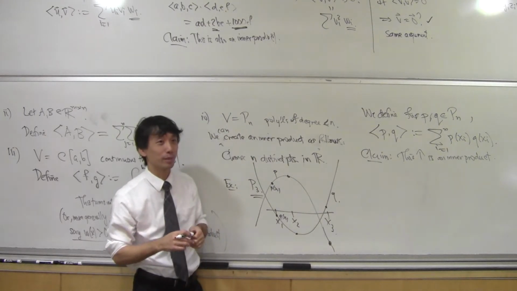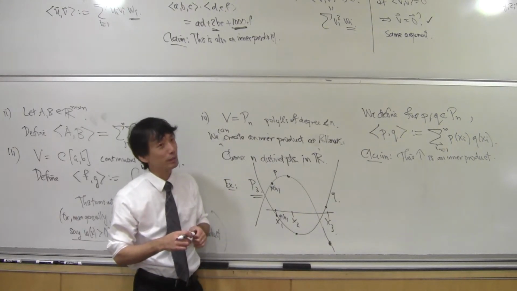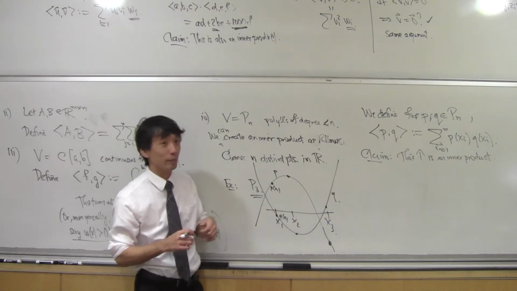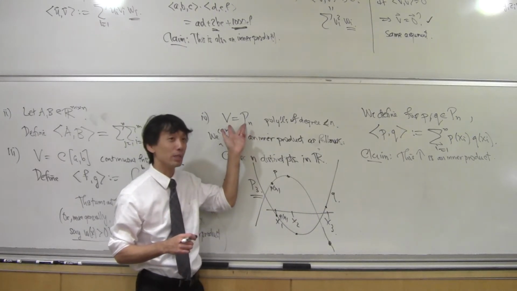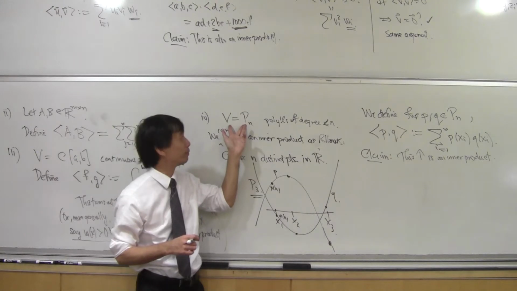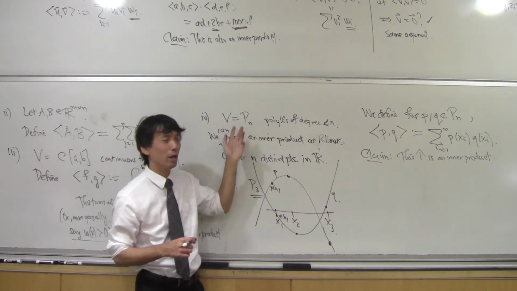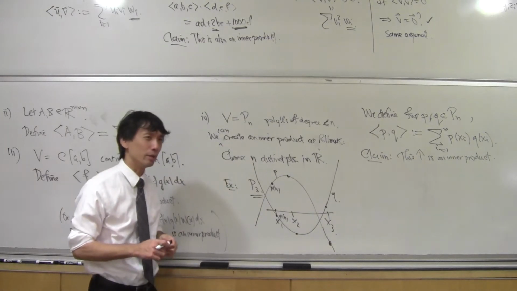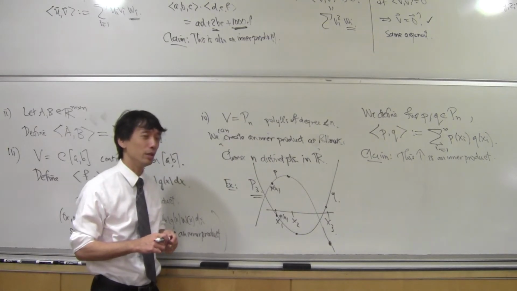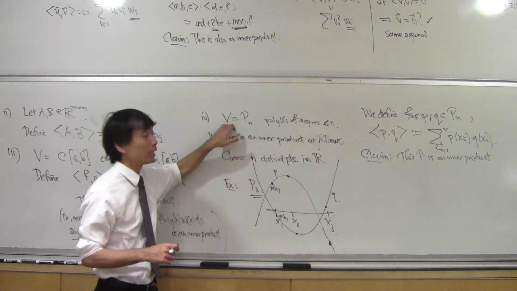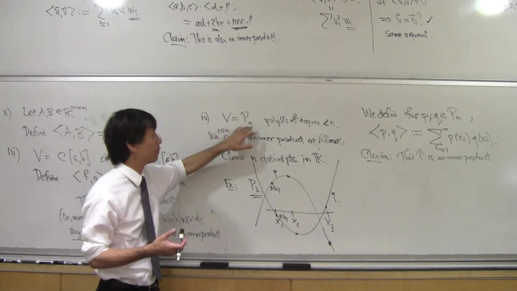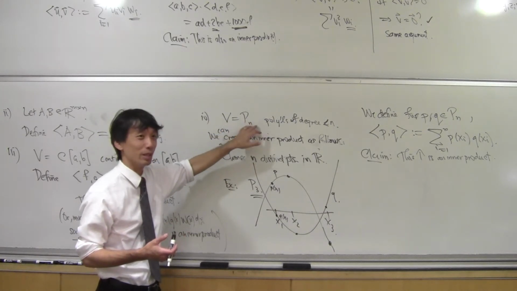Is it a subspace? I mean, this is Pn. So not exactly, right? This V is certainly a subspace of Pn plus 1 or something like that.